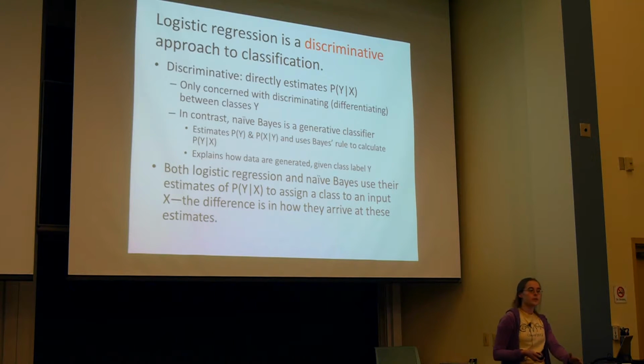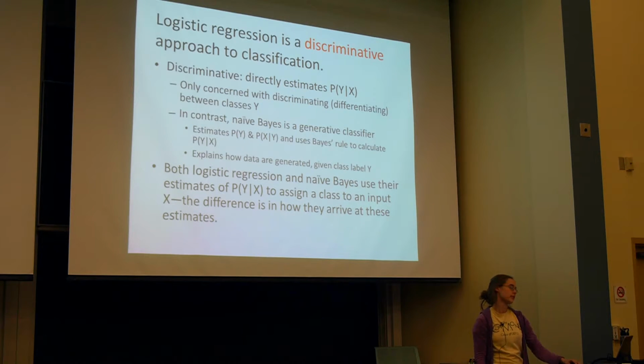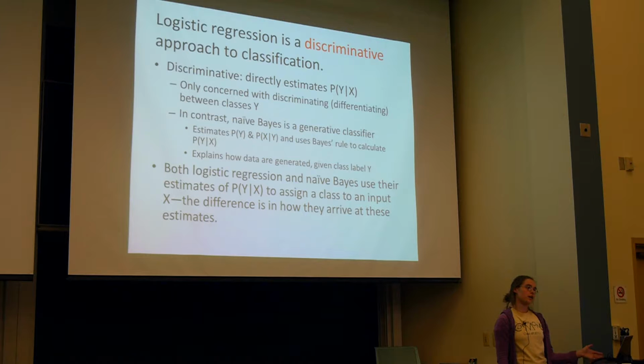So the similarity between both of these is that they are ultimately interested in calculating p of y given x, because that's what they use to determine the label of an unseen example. But the difference is how they get at these estimates: for a discriminative approach you directly estimate p of y given x, but for the generative one it's using other pieces to calculate that in the end.